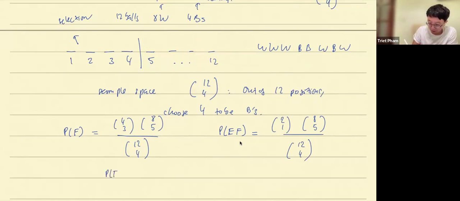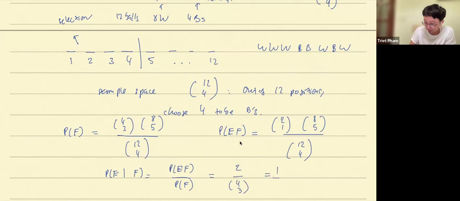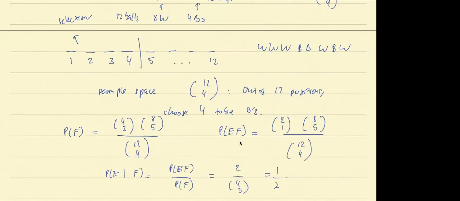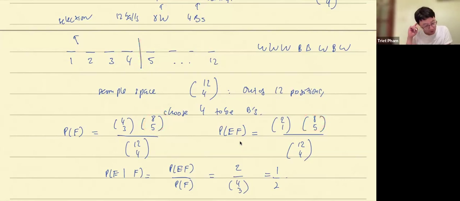And so P of E given F is P of E F over P of F. And that's again, you see, after everything washes out, it's 2 over 4 choose 3, or 1/2. The 8 choose 5 is regarding everything after the first 4. Right. Okay, so that's correct.